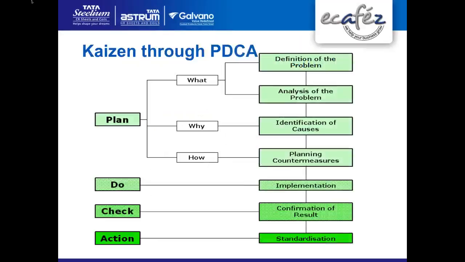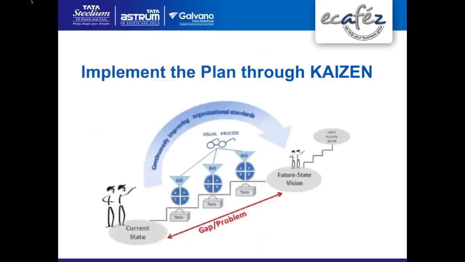So the plan phase addresses what, why and how: defining the problem, analyzing the problem, identification of the root cause, then planning countermeasure, solution. This is a plan activity. And once the plan is made, the do phase is putting the plan into practice and then checking whether our improvement changes are giving the desired result or not. And finally, if everything is in order, that is standardized. If results are not coming as per the plan, then further modification is done in the plan to get the desired result. So this is PDCA, this is the way how improvements are being done in any company.